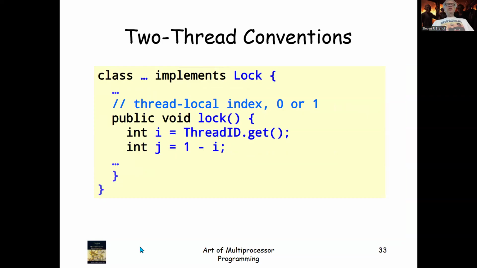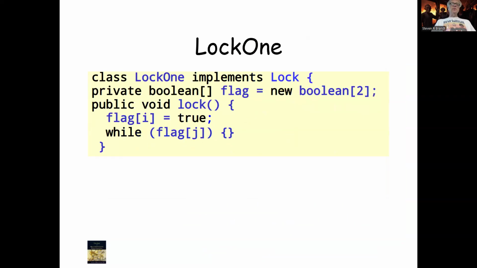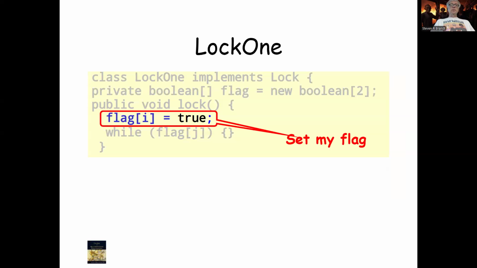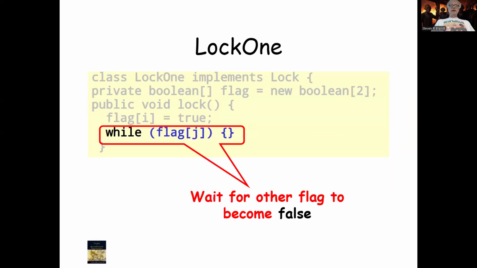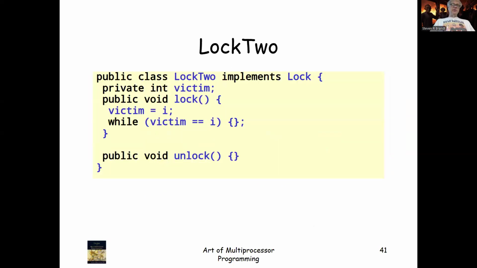Okay, so we have some thread conventions, and we're typically going to leave off these first two lines. We're going to do that most of the time. I is the current thread, and J is the other. And then we have lock one, which is an example of a lock that didn't work. It's based only on a flag. And this can lead to deadlock, right? And then we have lock two, and lock two just sets the victim flag, and then both can get into the critical section. It just doesn't work.